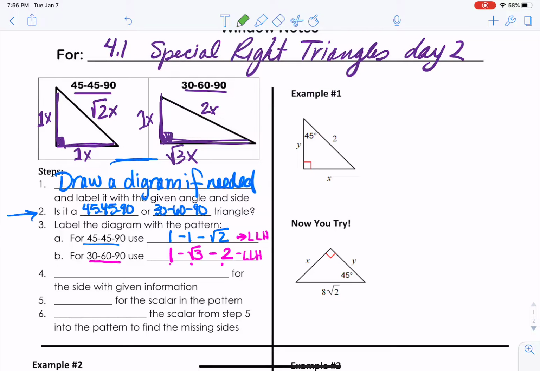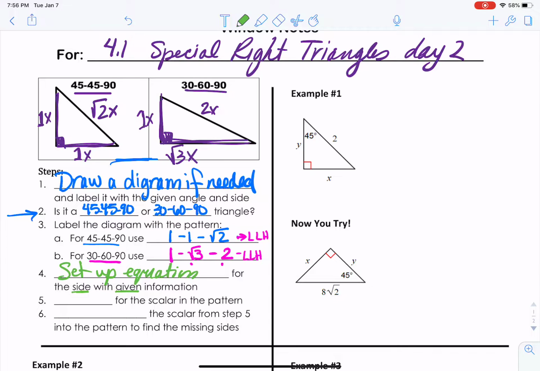So then we have to set up an equation for the side that has the given information. You can't solve if you don't have only one variable. So if you have two variables, and I'll show you in the example in a second, then maybe you can do those.